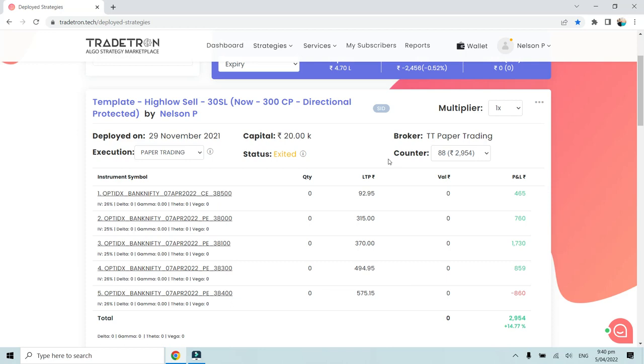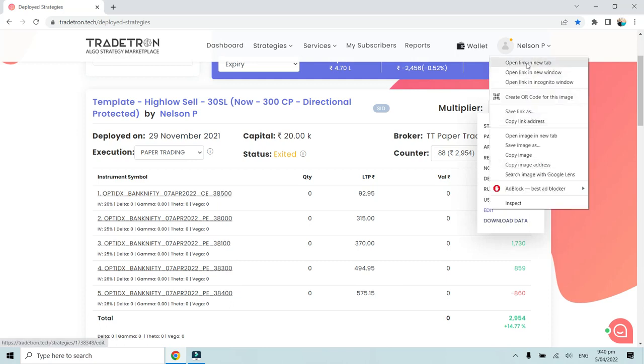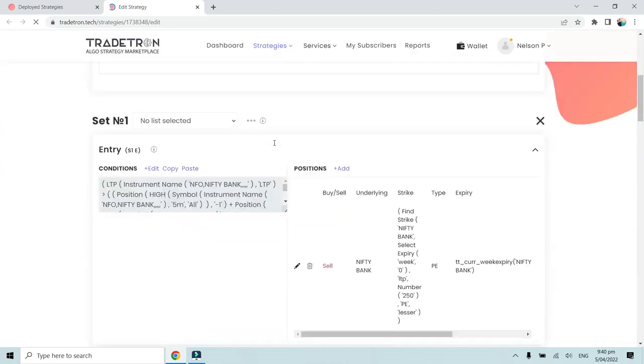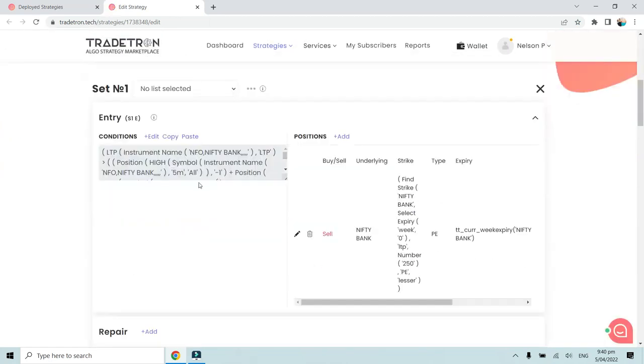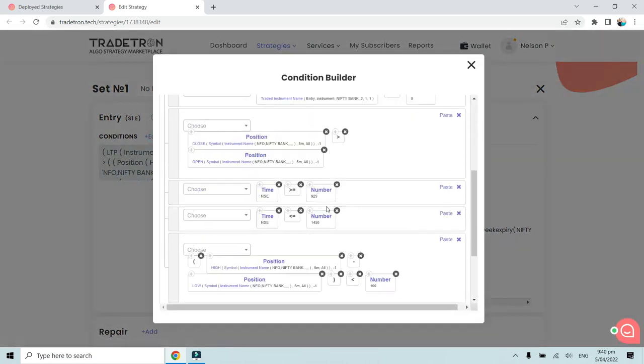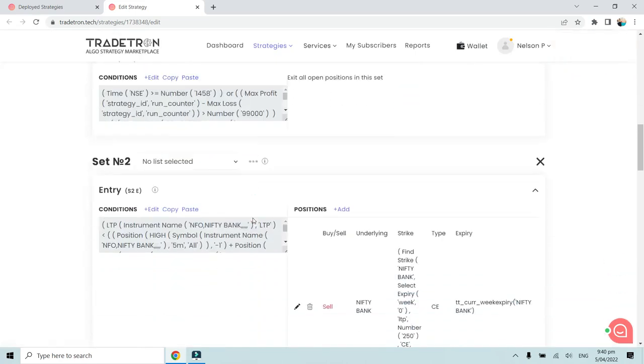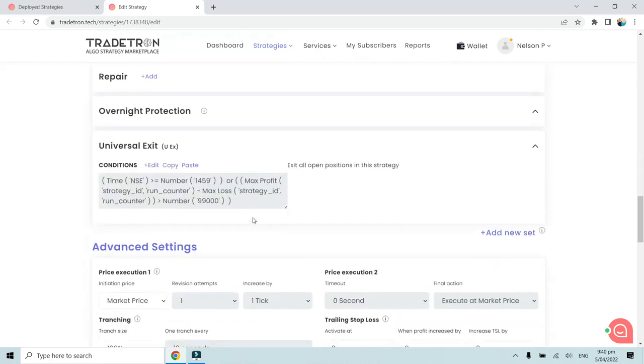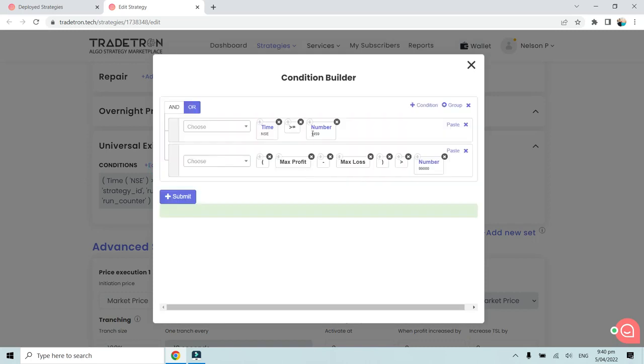Now I'll give you one example of how this particular cycle will work. I'll just go to the edit page of this strategy. For example, if we have decided that the strategy should enter at, suppose, 9:25 in the morning, then once it has entered at 9:25, it stays until the strategy universally exits. So it's not about a set exit but universal exit. As you can see over here, I have set my universal exit time at 14:59.